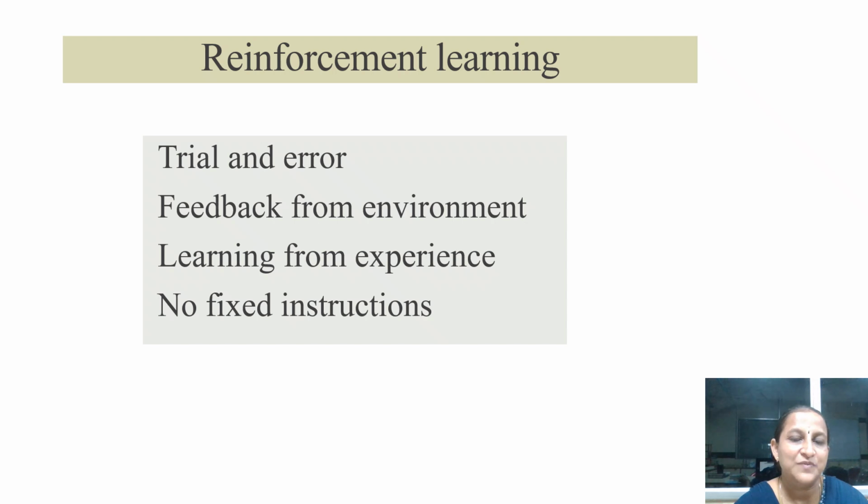See the reinforcement learning steps, how it works. It basically starts from trial and error, and it gets feedback from the environment. Based on the feedback, it will try to learn from the experience. And here there are no fixed instructions, no step-by-step rule. The skill improves by interacting with the environment and adjusting the behavior based on feedback.